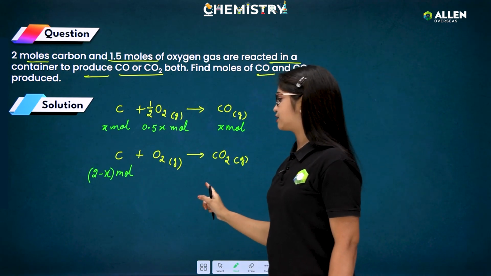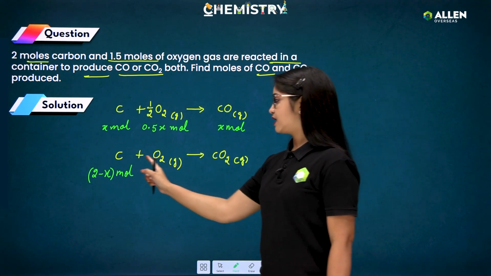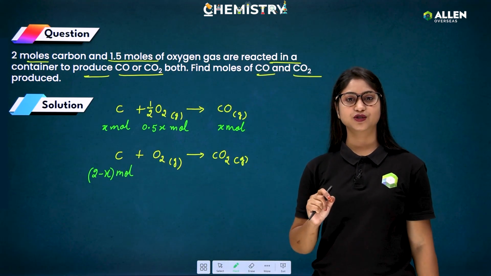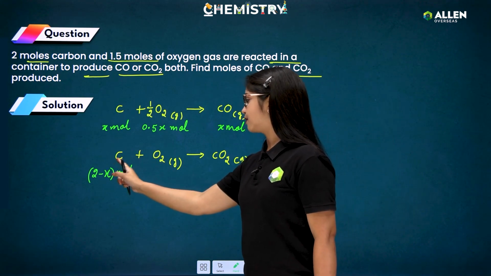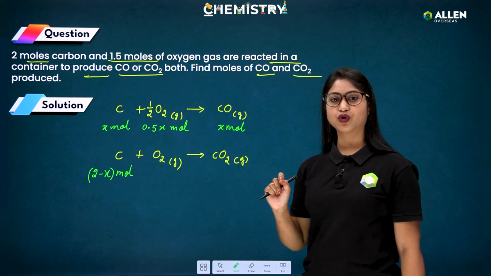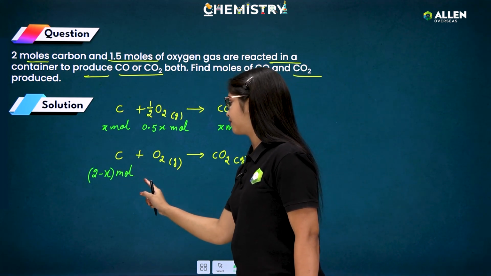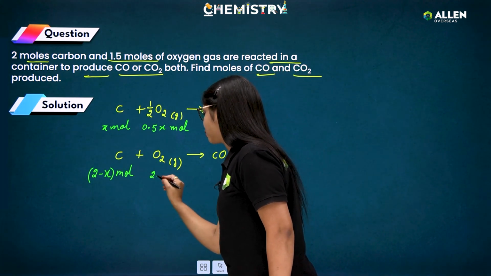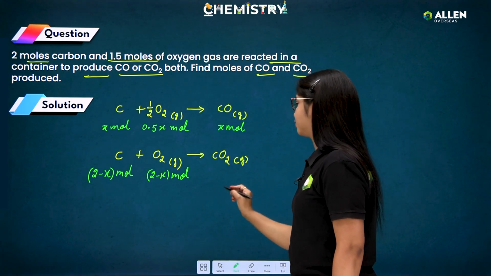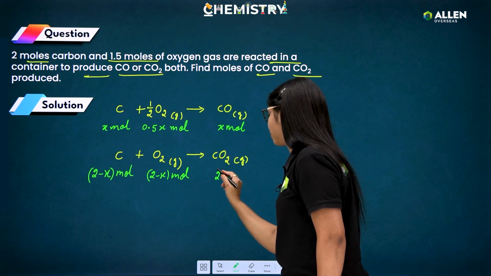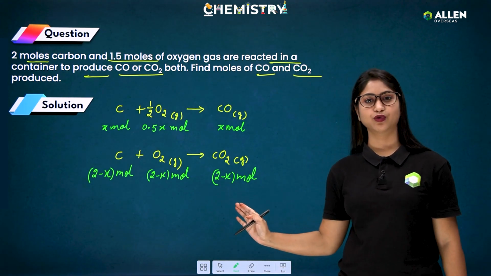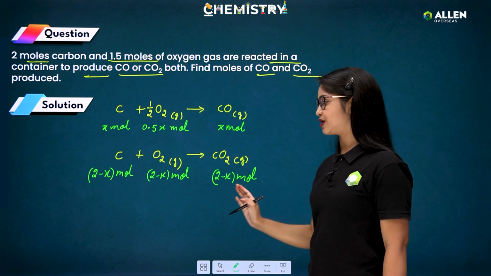Similarly, for the second reaction we can do the same thing. Here the stoichiometric coefficients of carbon, oxygen and CO2 are the same. So 1 mole of carbon reacts with 1 mole of O2 to form 1 mole of CO2. So 2 minus X mole of carbon will react with 2 minus X mole of O2, and 2 minus X mole of CO2 will be formed. Based on the stoichiometry, we have got the moles of all these 3 species.